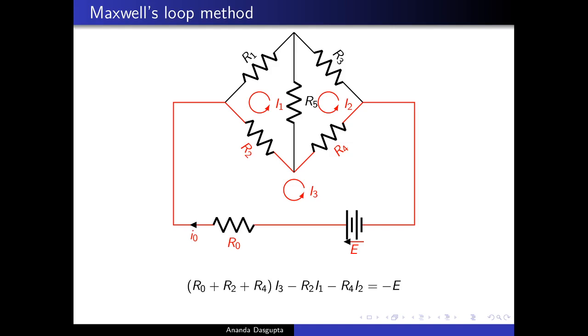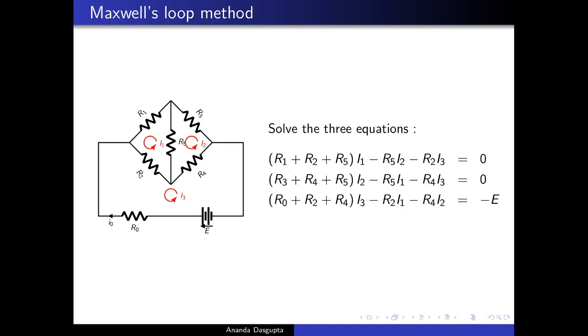So which one is a rise, which one is a drop? It's easy. The long end of the battery is positive, short end is negative. Go from negative to positive, it's a rise. If you go from positive to negative, it's a drop. And if there are several batteries, you add up their contributions. So that's it. So now what happens is that you end up with three equations, and these three equations are guaranteed to be independent. And if you solve them, you end up with your loop currents.